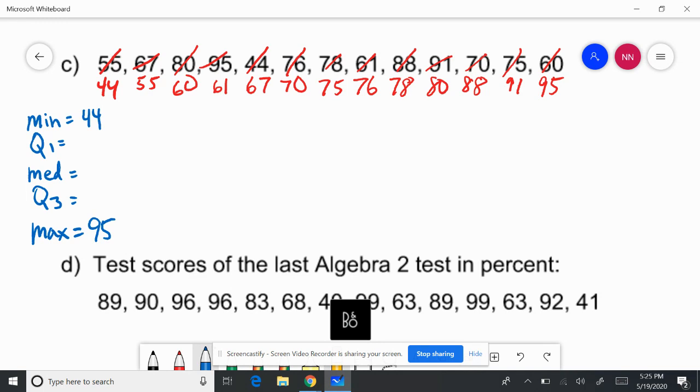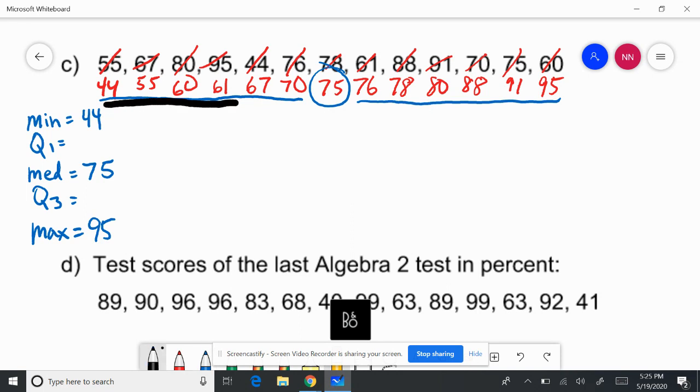So we have an odd amount. That means that we have 6 on one side and 6 on the other. This right here, the middle number, would be our median. Then what we're going to do is look at the first half of the data and look for a middle number.